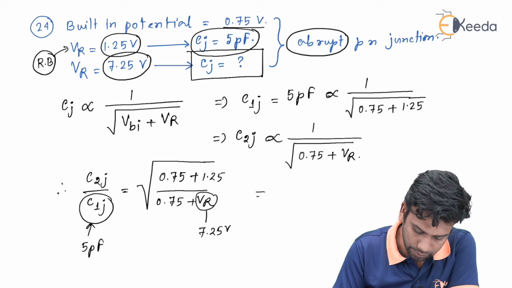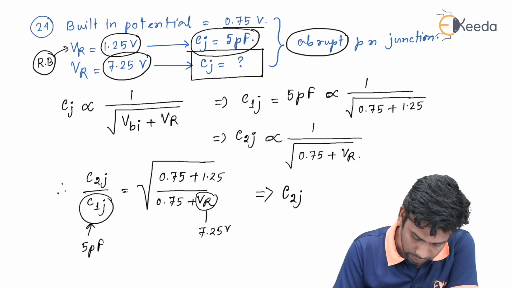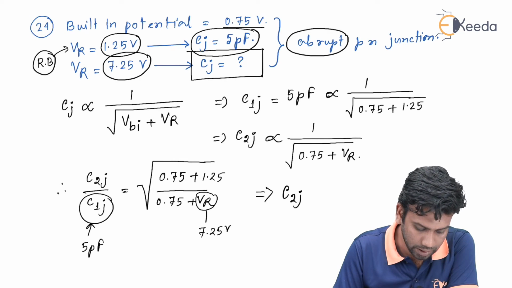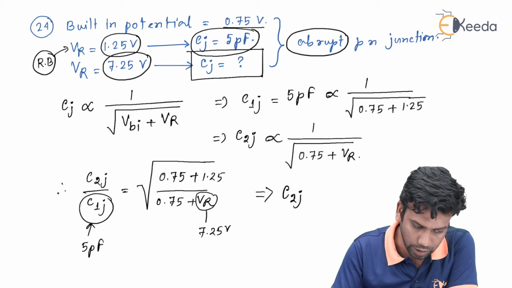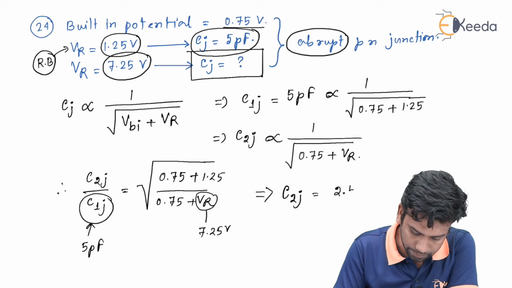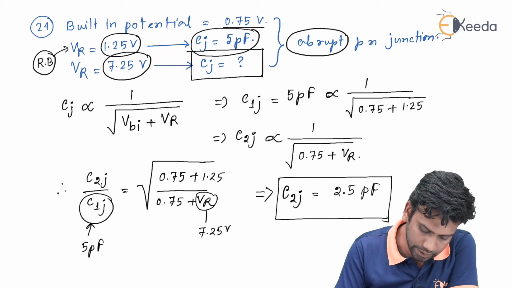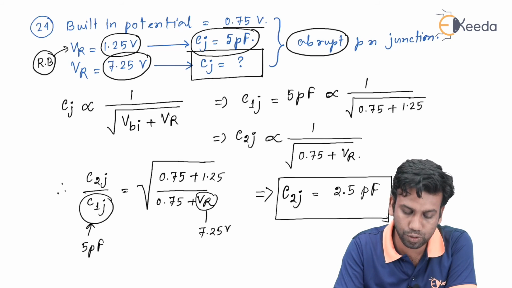So from this equation we can calculate the value of C2j, that is the capacitance of the junction at the reverse bias voltage of 7.25 volt, which is equal to 2.5 picofarad. So this is the value of the junction capacitance at the reverse bias voltage of 7.25 volt.